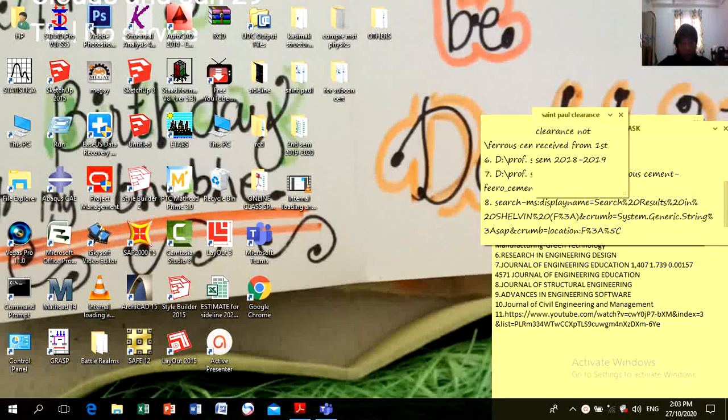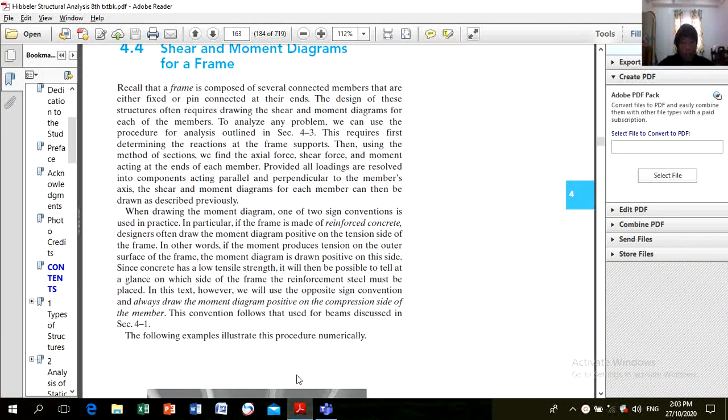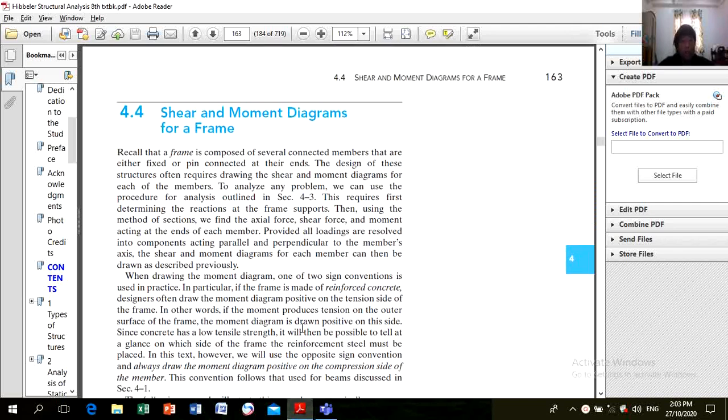Hello guys, we will just continue our lesson. The topic that I had discussed a while back. So this is the continuation. So we will proceed now to the shear and moment diagram for a frame.